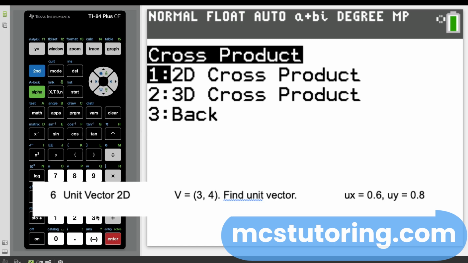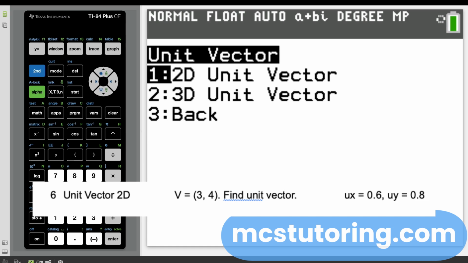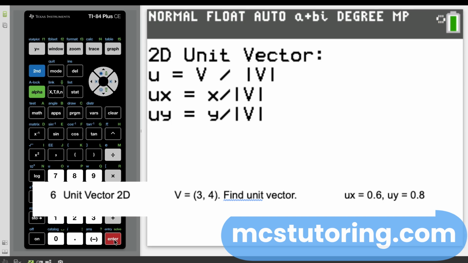Okay, on to unit vectors. So we go back to the main menu and choose option 6. So a unit vector has a magnitude of exactly 1 and points in the same direction as the original vector. They're used constantly in physics for specifying direction and in higher level math for normalizing vectors. So in this problem, we're going to find the unit vector of v equals 3, 4. So again, we go to unit vector and then 2D unit vector.